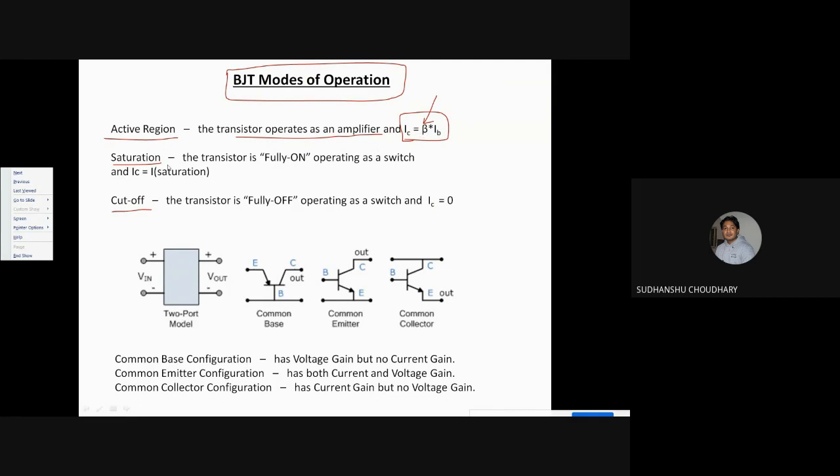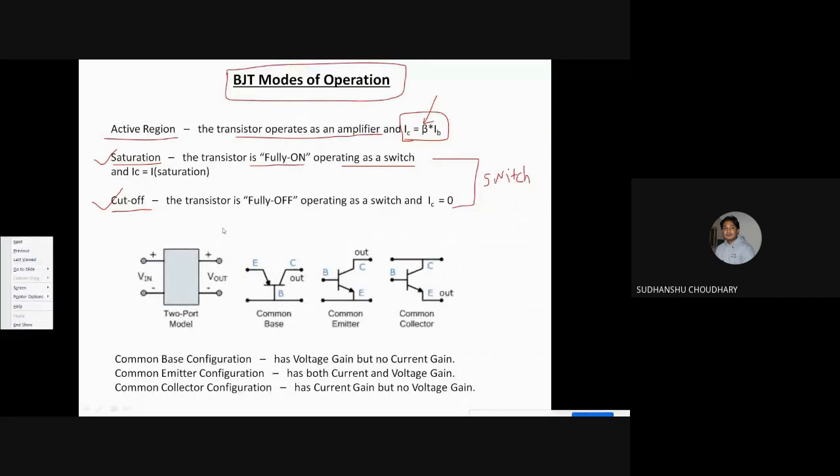Now in saturation mode, the transistor is fully on, and one can utilize the BJT as a switch in saturation mode and cutoff mode. So these two modes are utilized for switching applications. That is, the transistor can be used as a switch in these two modes, cutoff and saturation, and in the active region, it can be used as an amplifier.